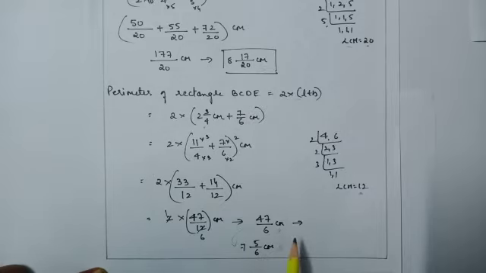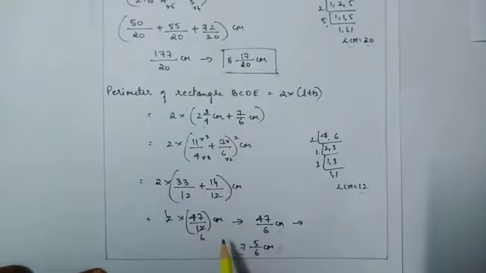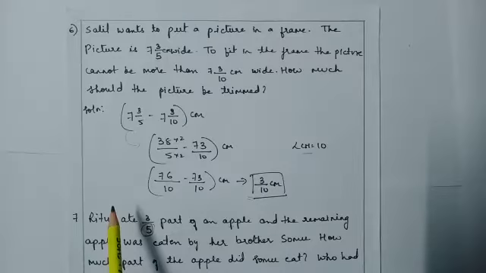So when we compare the perimeter of the triangle and the rectangle, whose perimeter is greater? Yes, the triangle's perimeter is more than the perimeter of the rectangle.